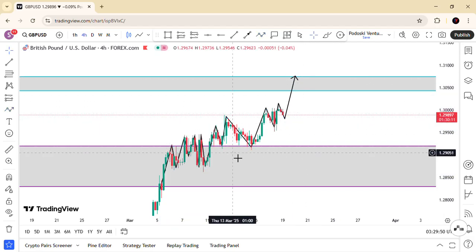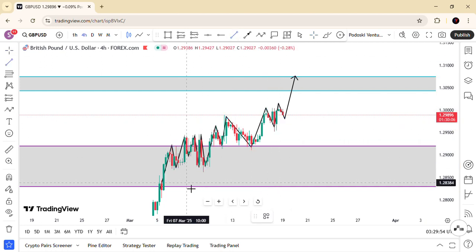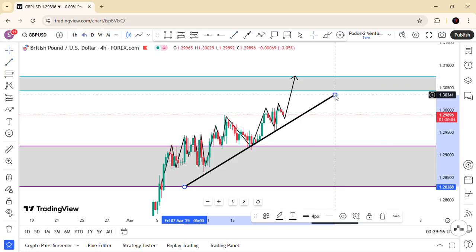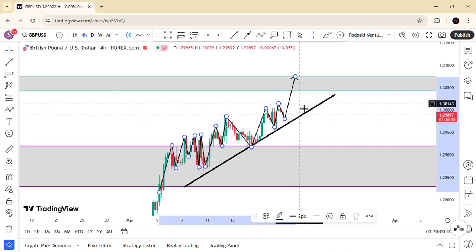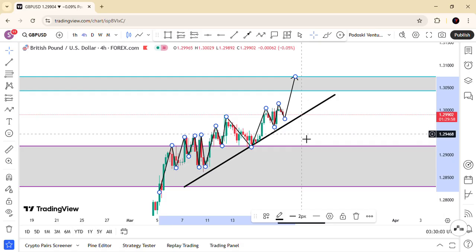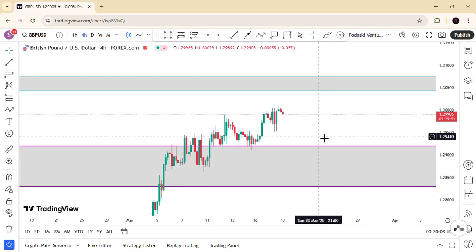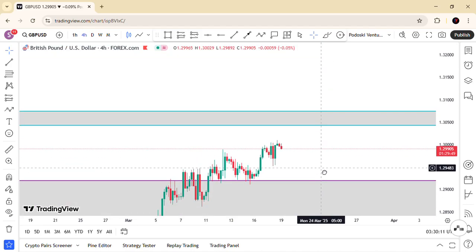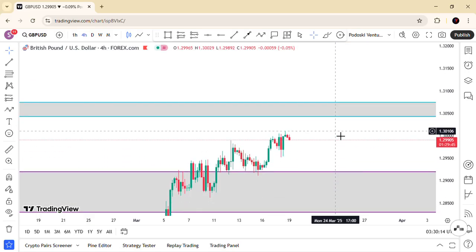If you watch this structure, you could see that price is just moving upwards. It's not breaking any lower low, it's just moving upwards. So you're probably in an uptrend. You are definitely in an uptrend. So this is it on GBPUSD, and this is what I'm seeing.